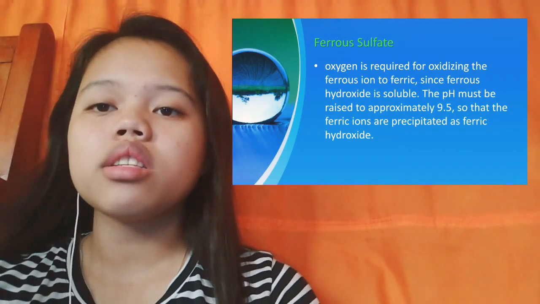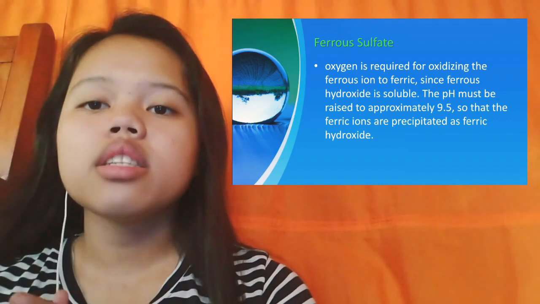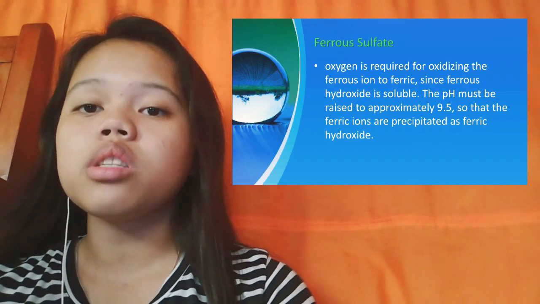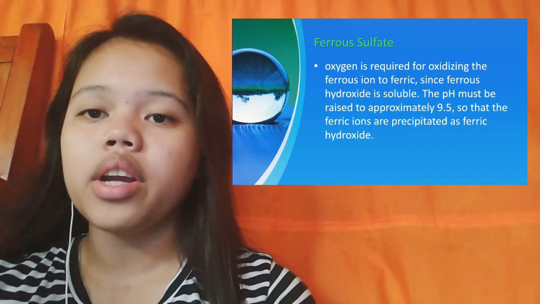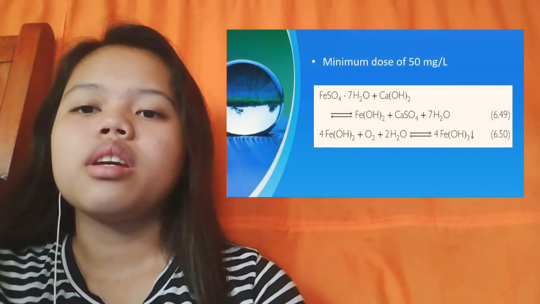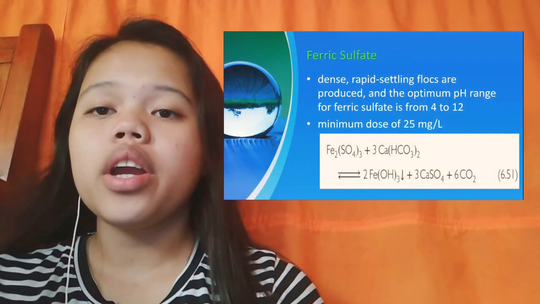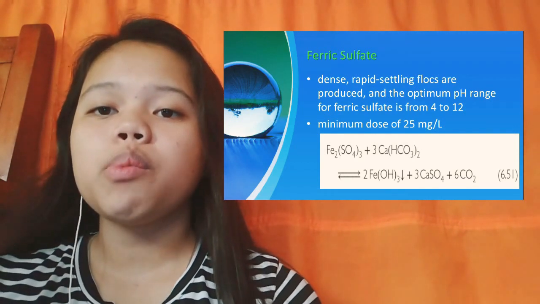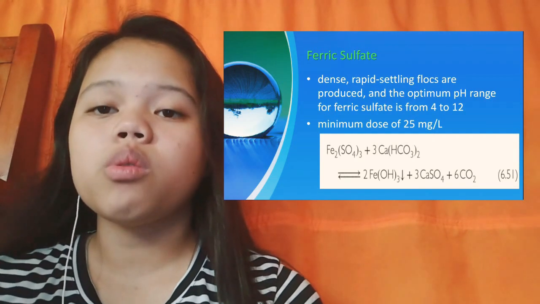Ferrous sulfate. Oxygen is required for oxidizing the ferrous ion to ferric, since ferrous hydroxide is soluble. The pH must be raised to approximately 9.5 so that the ferric ions are precipitated as ferric hydroxide. Minimum dose of 50 mg per liter. Ferric sulfate. Dense, rapidly settling floc is produced, and the optimum pH range of ferric sulfate is from 4 to 12. Minimum dose of 25 mg per liter.